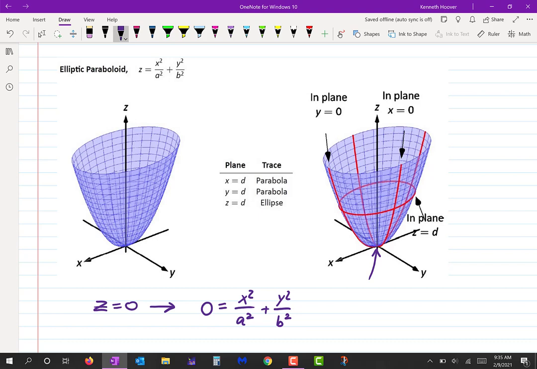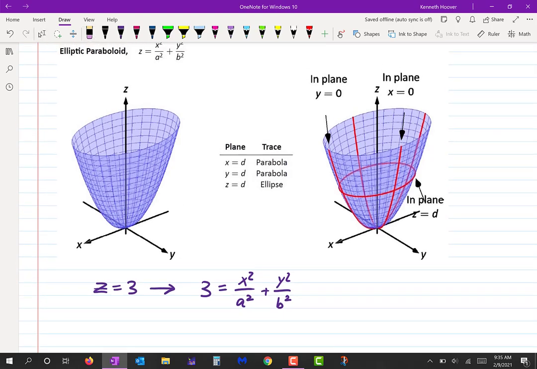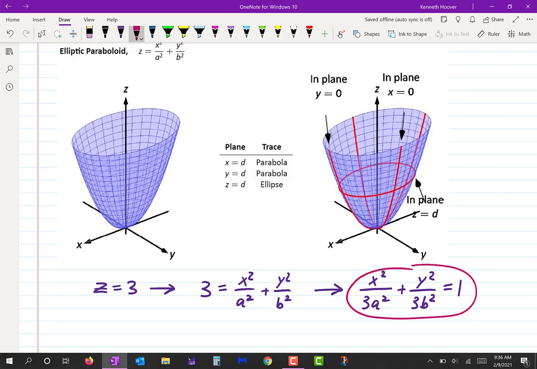But if you plug in any other number, let's say z equals 3, then you would get 3 equals x squared over a squared plus y squared over b squared. Well, you should recognize that that is an ellipse. It might be easier to recognize if you divide everything by 3, because then you will see x squared over a number plus y squared over a number equals 1, and that's the equation of an ellipse, isn't it? And do you see that here? If you look straight down the z-axis and you slice this thing, you're going to see an ellipse.